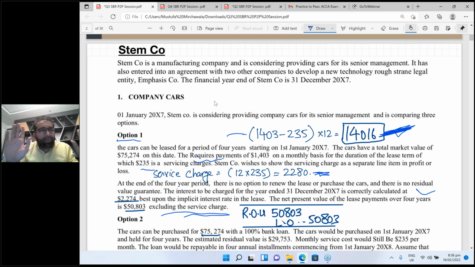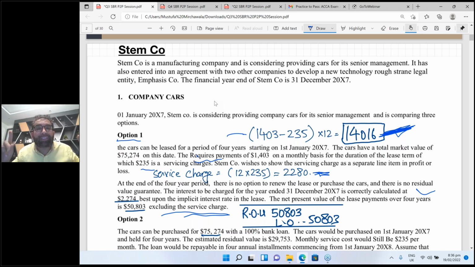Finance lease is like a loan. So paying finance lease rentals is like repayment of a loan. And whenever you repay a loan, there are two elements: number one is the principal amount, and number two is the interest.